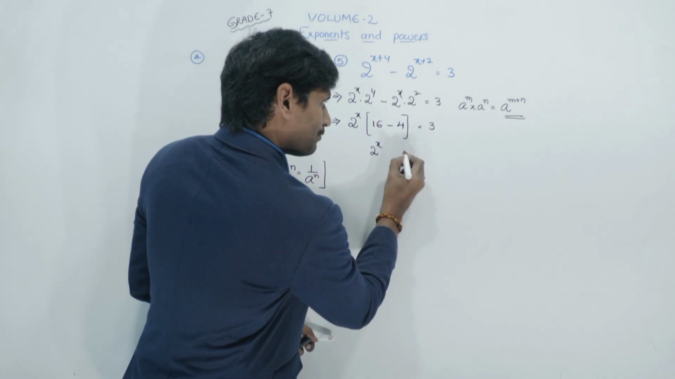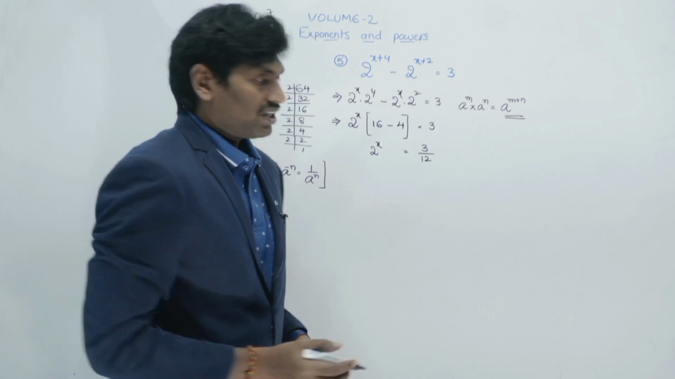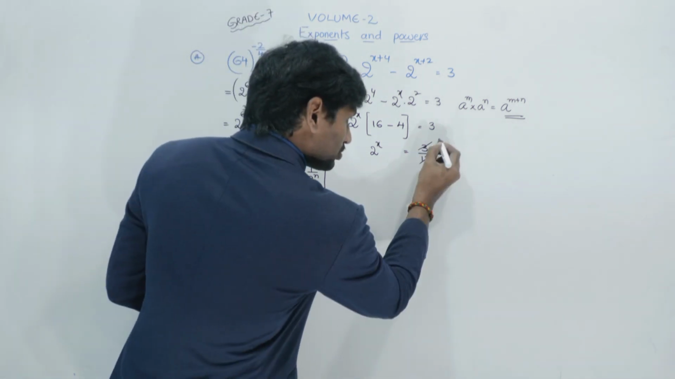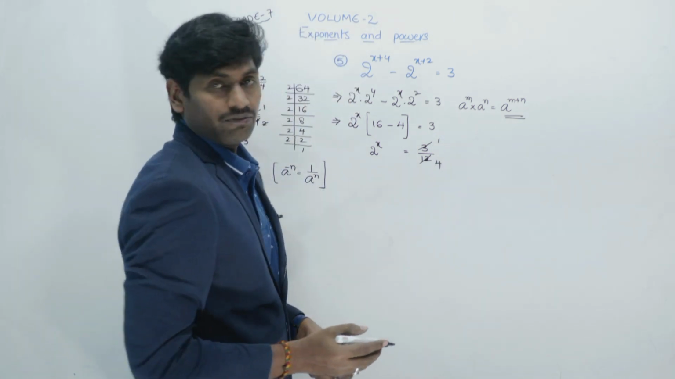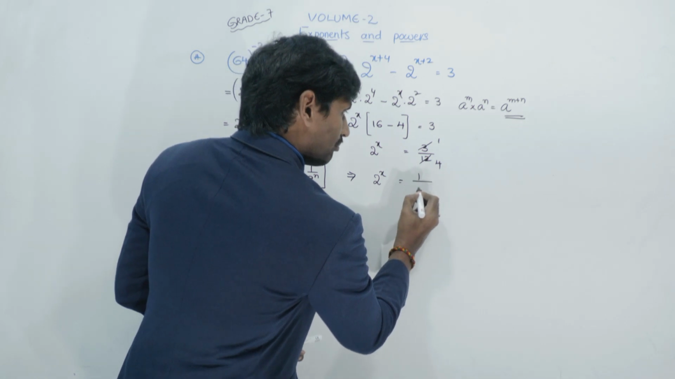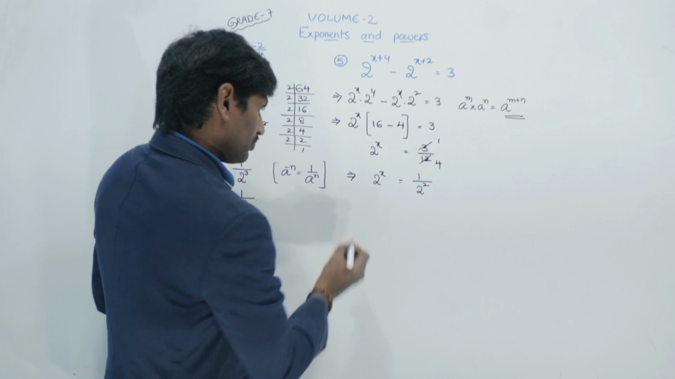I am going to transpose 12 towards the right hand side. It is going to be divided. Now let us try to cancel both of them in 3 table. So 3 ones are 3, 3 fours are 12. So 2 power x value is nothing but 1 by 4, but 4 I can write as 2 square.